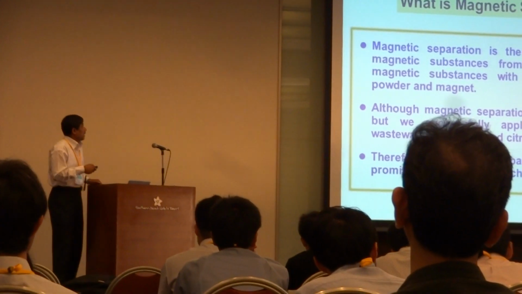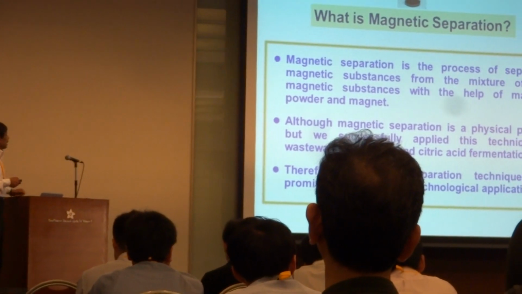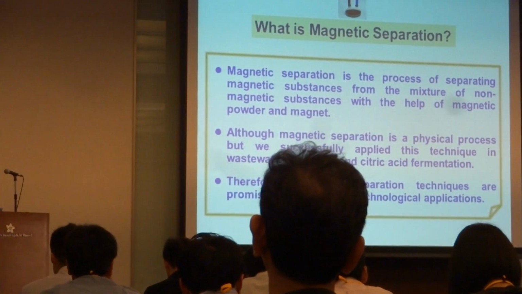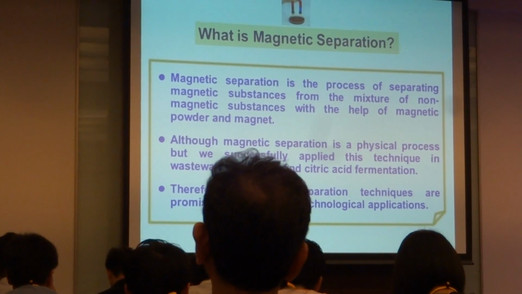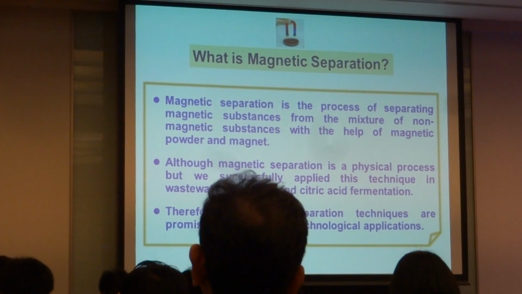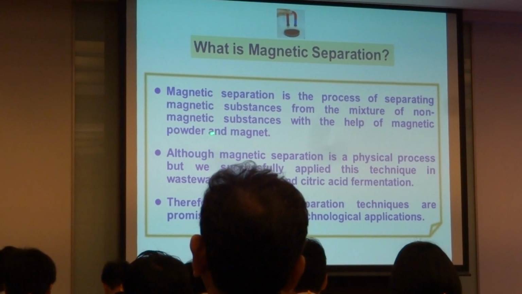So, what is magnetic separation? Magnetic separation is the process of separating magnetic substances from a mixture of non-magnetic substances with the help of magnetic powder and magnet.